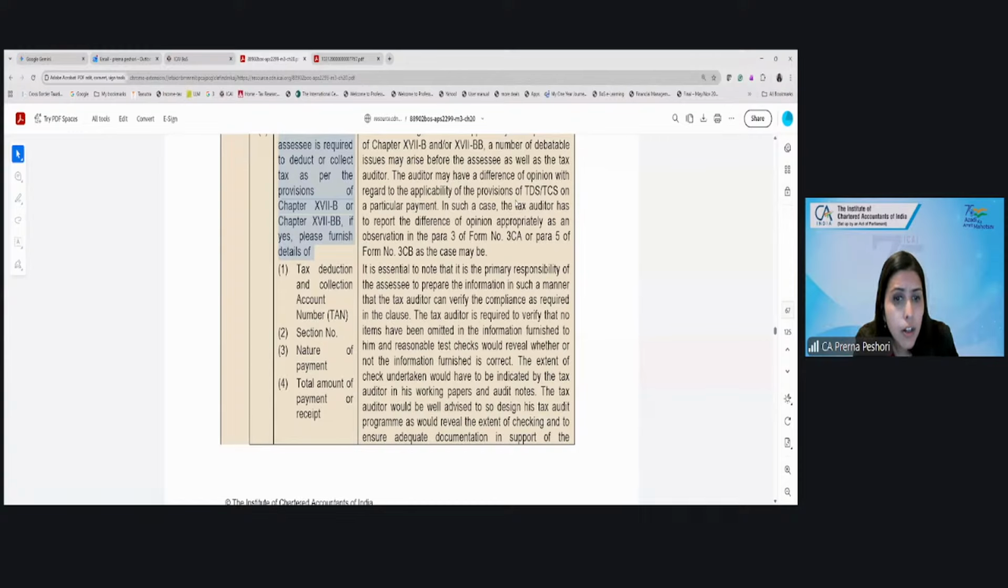Are we getting this particular point? So the tax auditor needs to give us affirmation with regard to the applicability of, first of all, the provisions of TDS and TCS. He should obtain the TDS TCS return. Of course, if there are too many transactions, if it's a very big company, you should apply the concept of materiality and can do the test check. He can do the sampling there. Right?